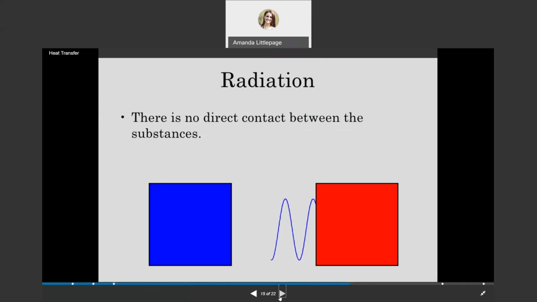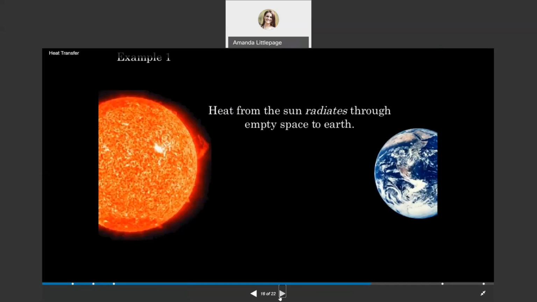So in this example, it's moving away from the red source towards the blue source, which has a cooler temperature and less thermal energy. One primary example is the sun. This is how heat energy makes its way to the earth.